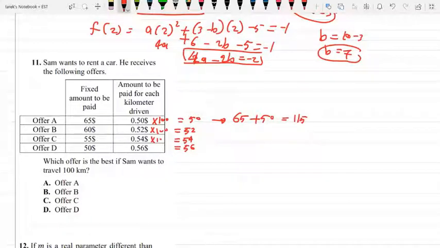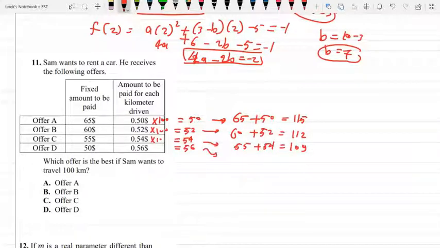If you add the 60 plus this number, 52, you will get 112. And if you add 55 plus the 54, that gives me 109. Last one, 50 plus 56 gives me 106. So the best offer is the 106. This is the cheapest price. Number D.